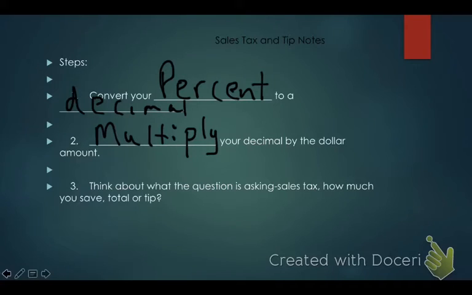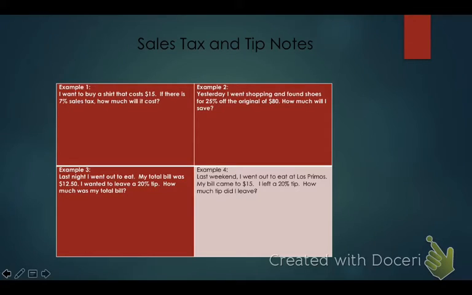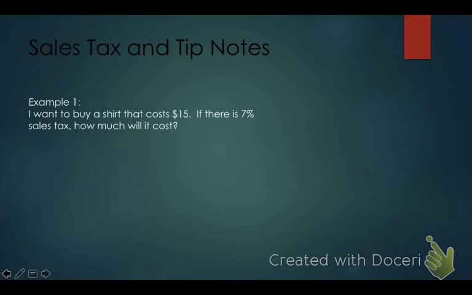So let's think about, is the question asking you about sales tax? Is it asking you about how much you save, your total bill, or the tip? That's what we have to look for while we're doing these word problems. Okay, you should have these notes in front of you. You already filled out the top, and now we're going to go on. We're going to do one example at a time. So here we go.